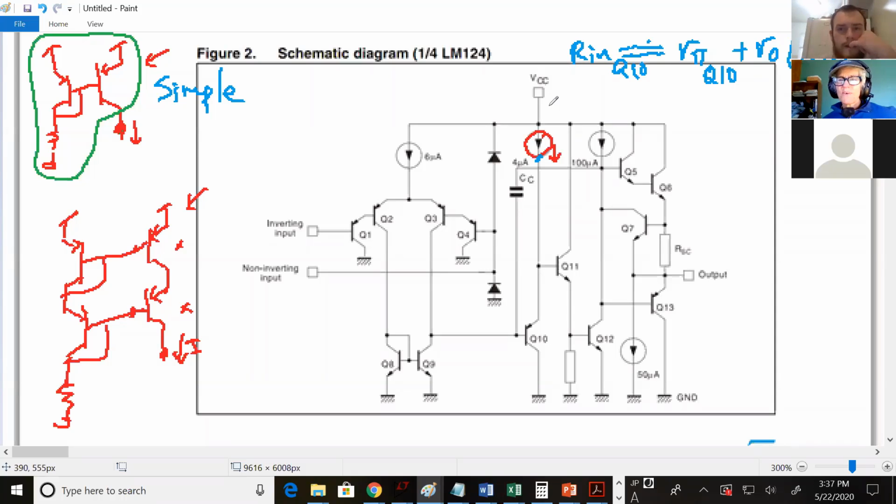Good stuff. It's a handy equation. Doing small signal analysis on this is icky. Okay.